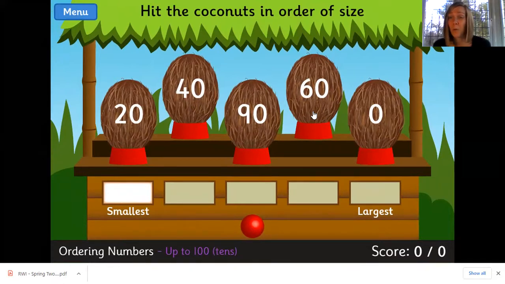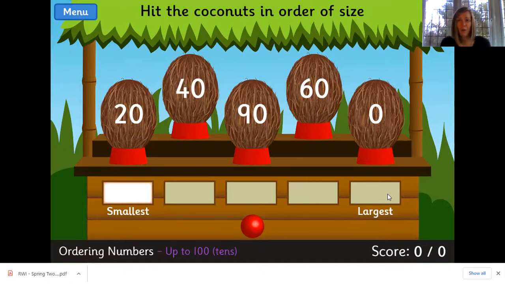60 has 6 tens and 0 ones. And there's 0 all by himself. There's nothing. We haven't got any tens and any ones. There's 0. So I think we already know what our smallest number is going to be. Now let's just check because sometimes it tricks us out. How are we ordering today? We're still going to order the smallest number to the largest, the biggest number. So if you've got your whiteboards close by, have a little look and see if you can put those coconuts in the right order, from the smallest to the largest number.